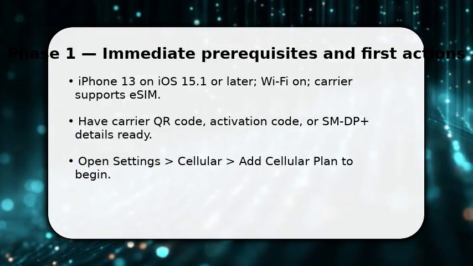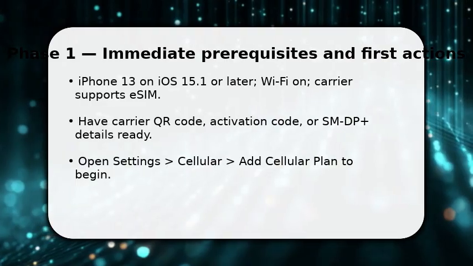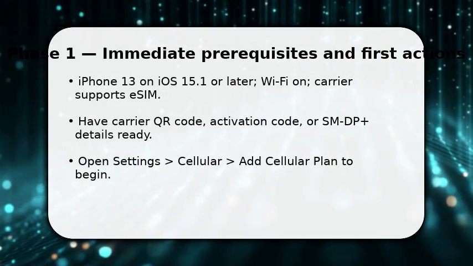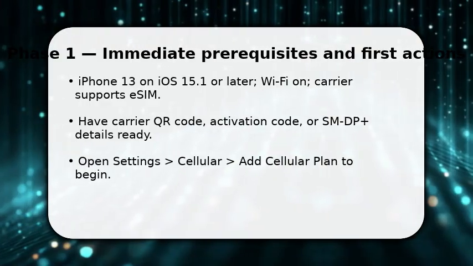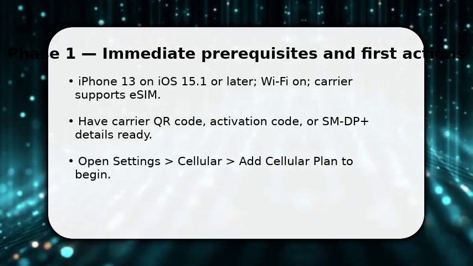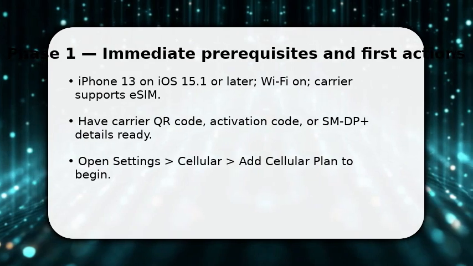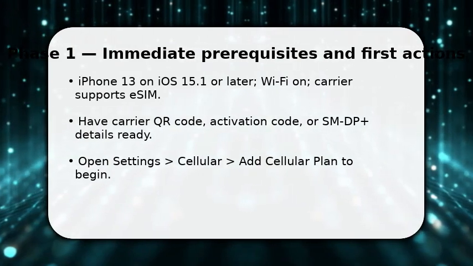Once you tap Add, choose Scan QR code if you have one, or select Enter Details manually to paste the SM-DP+ and activation code. Make sure to stay on Wi-Fi while the phone contacts the carrier. This speeds validation and avoids errors. Now proceed to scan or enter information.